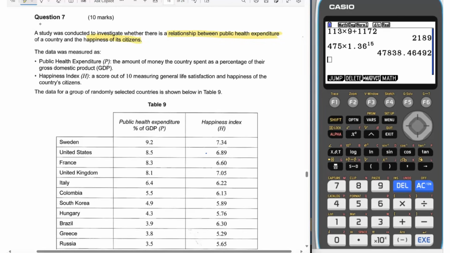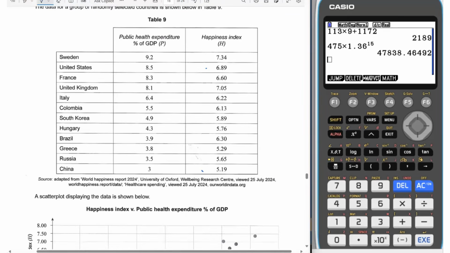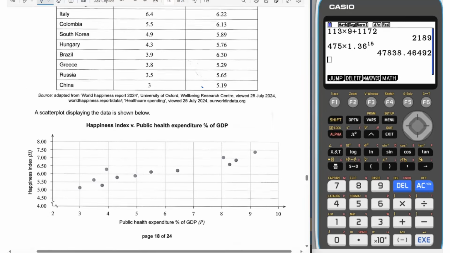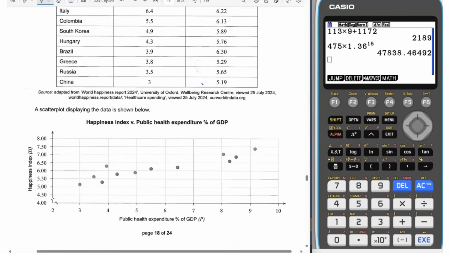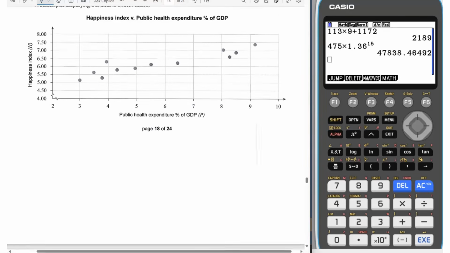The two data sets that they used were a percentage of the GDP for a country, and then for the happiness, they collect a score out of 10 to measure the citizens' happiness. Just let me change my pen. All right. So given that, they've got a table that shows the data they collected for these particular countries, and then also that same set of data in a scatter plot below.